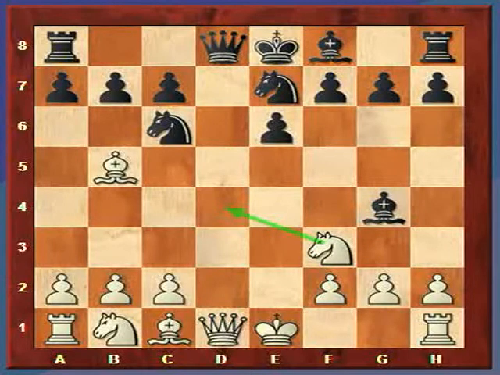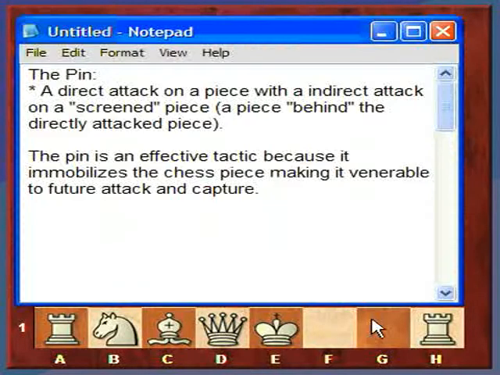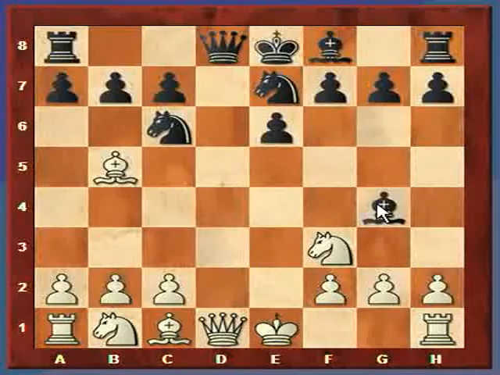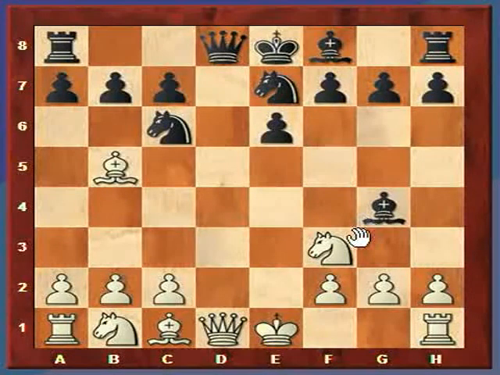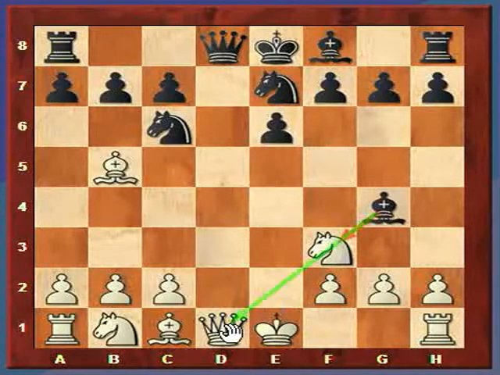So let's go over some definitions. Here's sort of a more technical definition of the pin. A pin is a direct attack on a piece with an indirect attack on a screened piece. And the screened piece is just the piece behind the directly attacked piece. So in our situation, the bishop was directly attacking the knight, but it was indirectly attacking the queen. Okay?